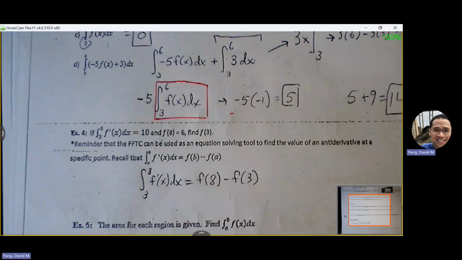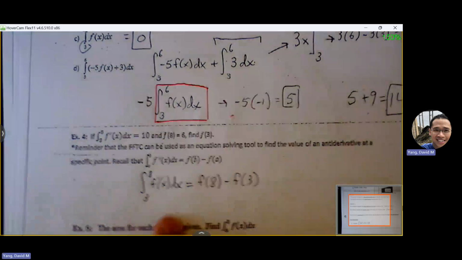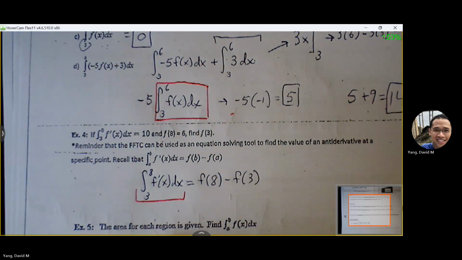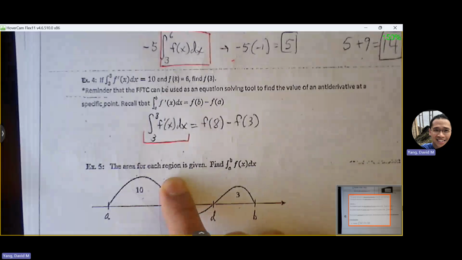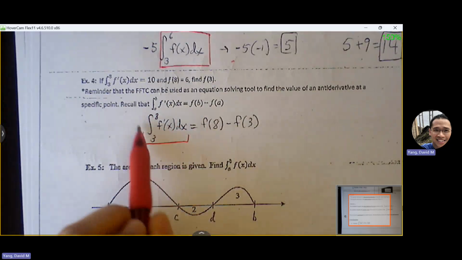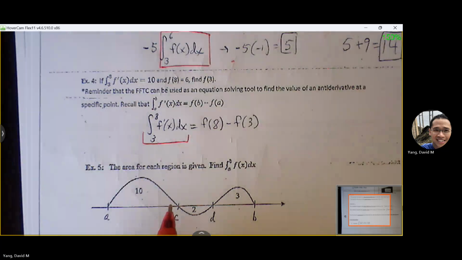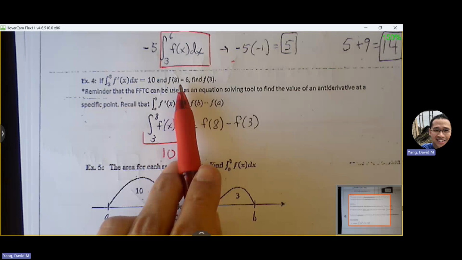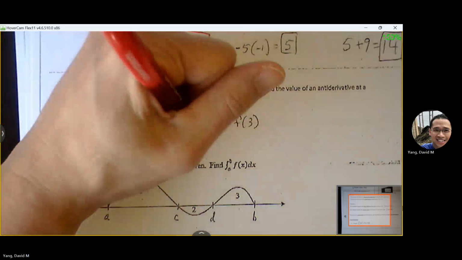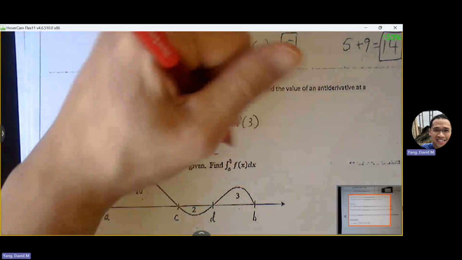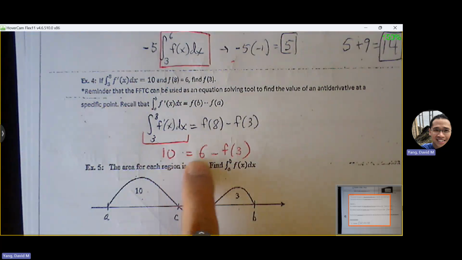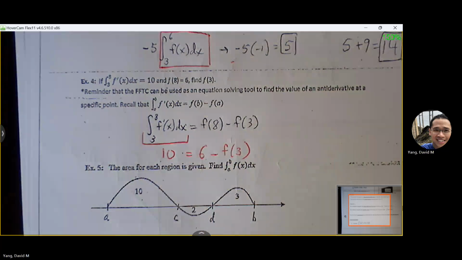And if I have this in front of me, I can make some substitutions, right? I know that I can replace this with what? What do they tell us that this is equal to? 10. We know f of 8 is equal to 6. And the only thing that we're looking for is f of 3. So now this becomes an equation that we can solve for f of 3, right?